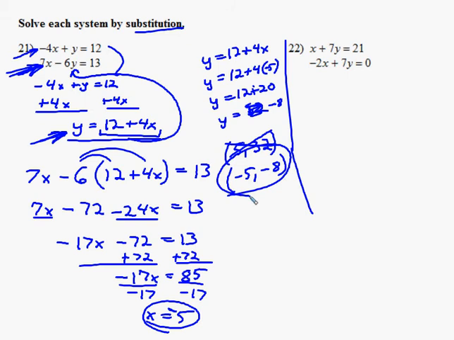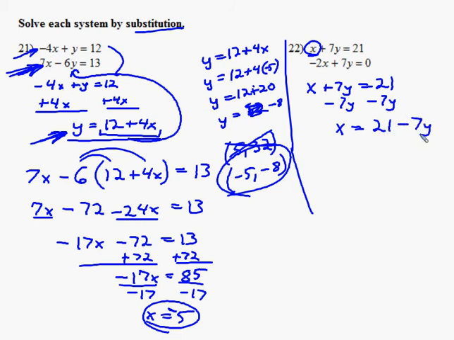Again, so we're going on to number 22. We're doing substitution. We use substitution if we have a coefficient of 1 is the best way, and that one has a coefficient of 1. So what we're going to do is we're going to take that equation and solve for x. Solve for the one that has a coefficient of 1. So we would subtract 7y. We get x equals 21 minus 7y.